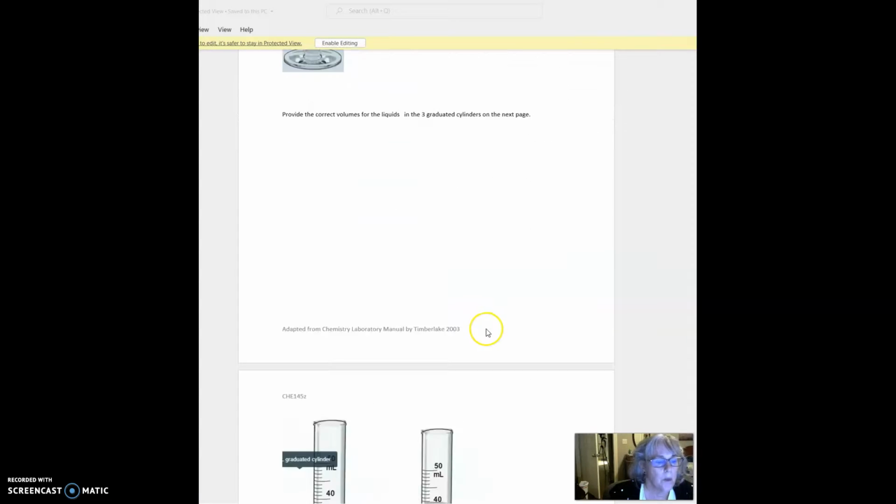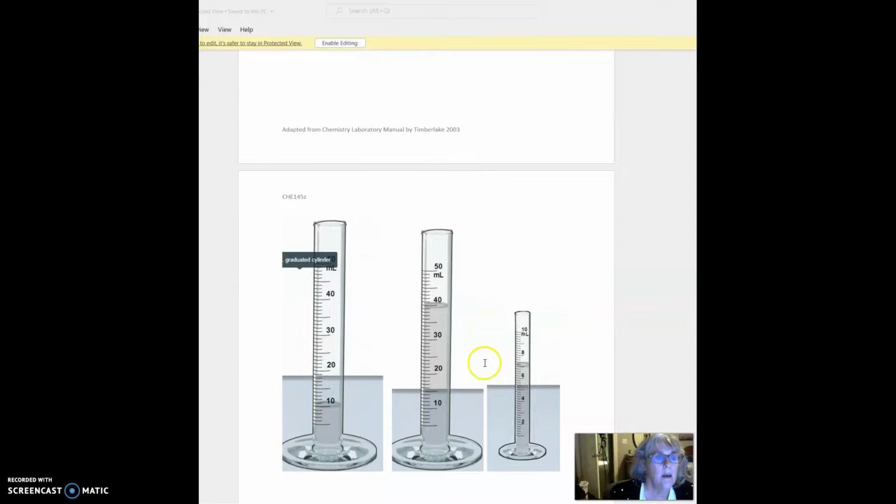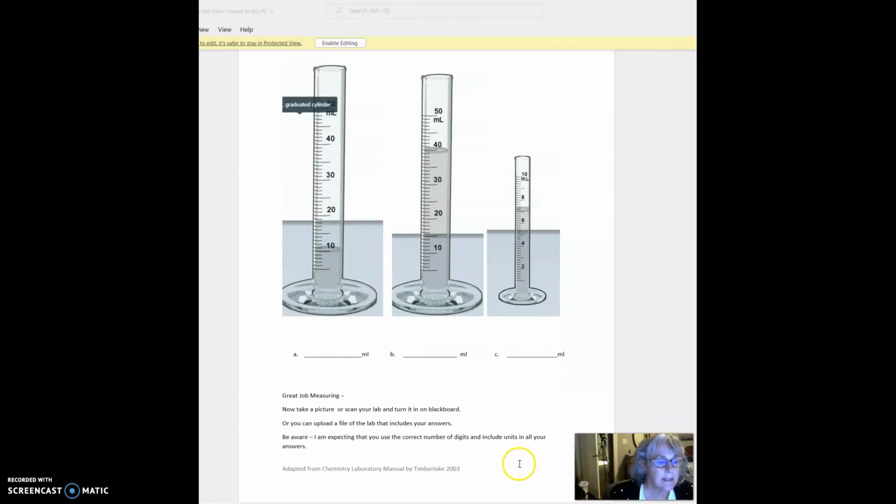So when you read these, make sure you read to the correct number of digits. These first two are marked in milliliters, so your answers should have tenths of milliliters. This graduated cylinder is marked in tenths of milliliters, so you should have hundredths. You should always try and read between the lines. And that's the end of this lab.